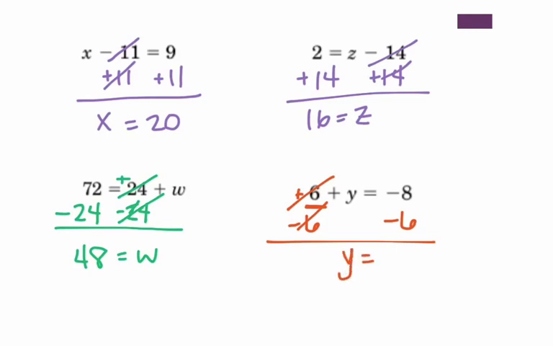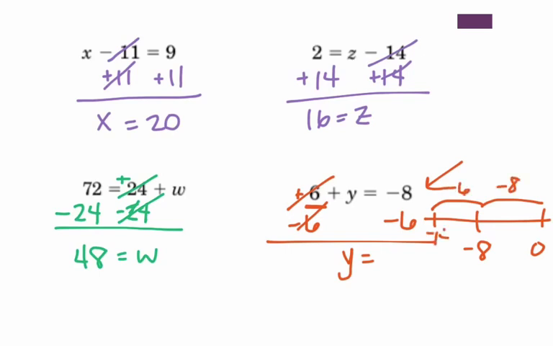Now be careful here. We have negative 8, and we're subtracting 6 more. So I'm going to sketch a number line. Here's 0. I have negative 8, and now I'm going to subtract 6 more. So I'm going more negative. So now I will be down here at negative 14. So y is equal to negative 14.